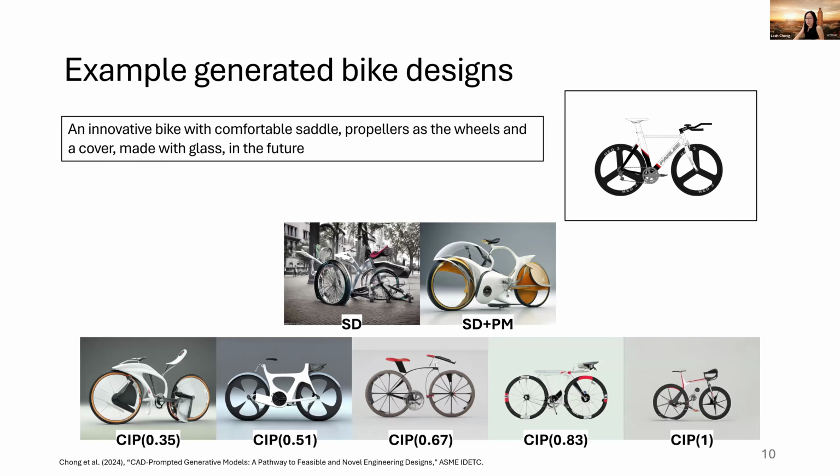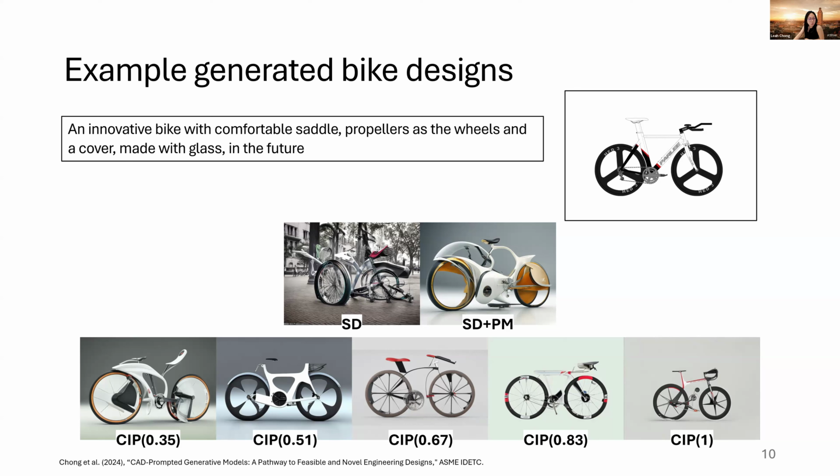And then we generated varying the level of CAD image prompting at the bottom, all the way from 0.35 to 1. And 0.35 is the lowest level because, on the platform that we're using, that was the lowest we could go. But as you can see, as we increase CAD image prompting, it becomes more visually feasible. However, it is compromising some of the novelty aspect of the design, which is pretty expected.